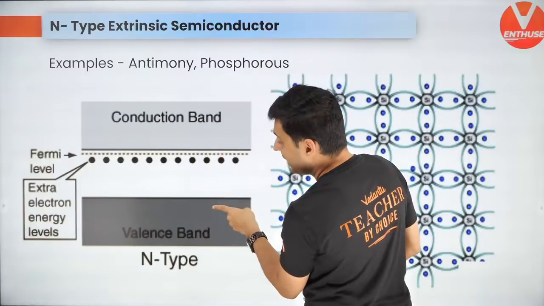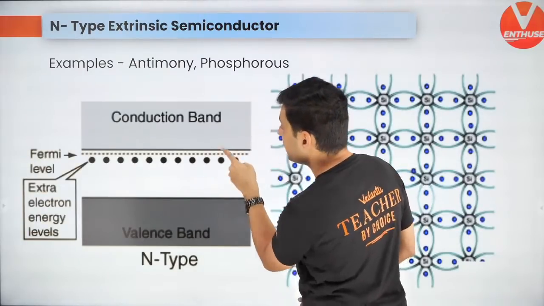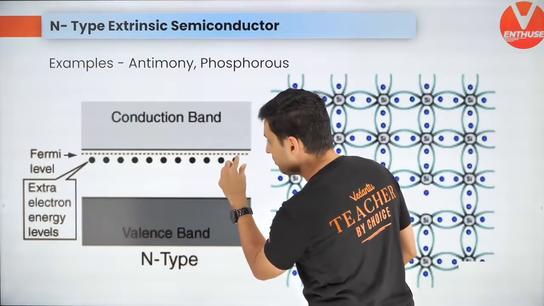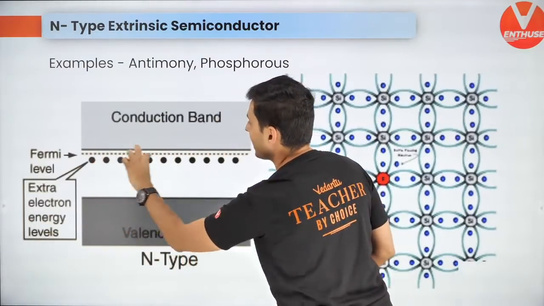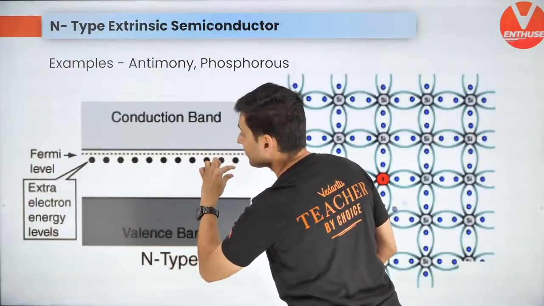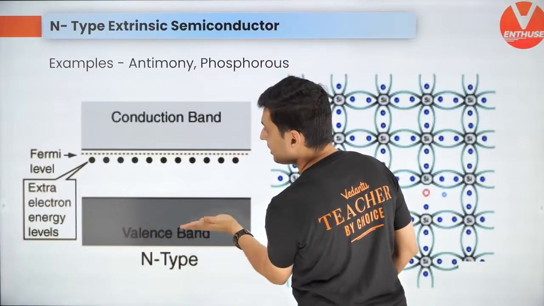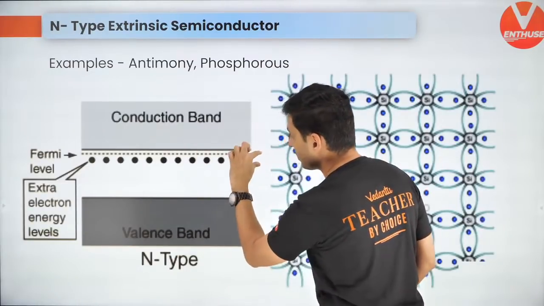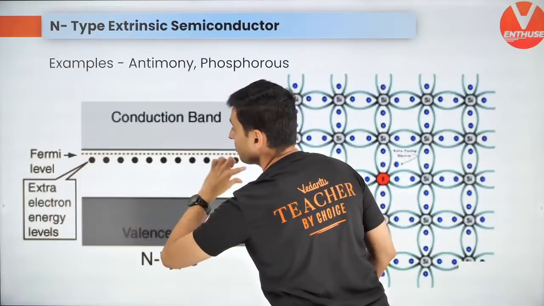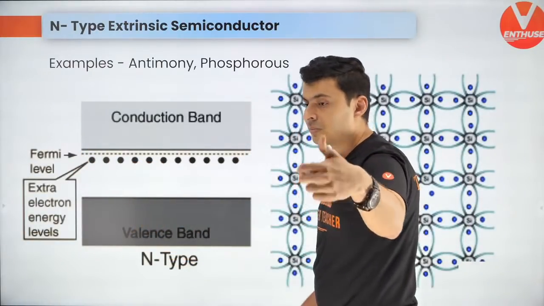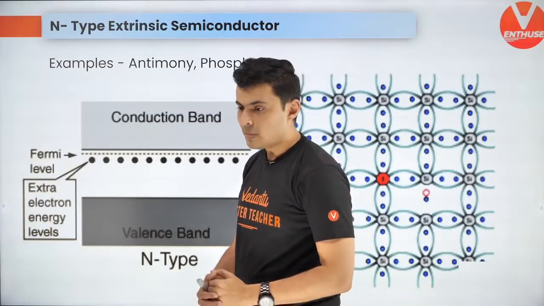So instead of the electrons jumping from here to here, now they only have to jump from here to here because of the phosphorus atoms, the impurity which is present. Can you see the energy required to overcome this jump is much lesser because of an extra band which is present over here. So isn't that increasing the conductivity? I hope that's clear.